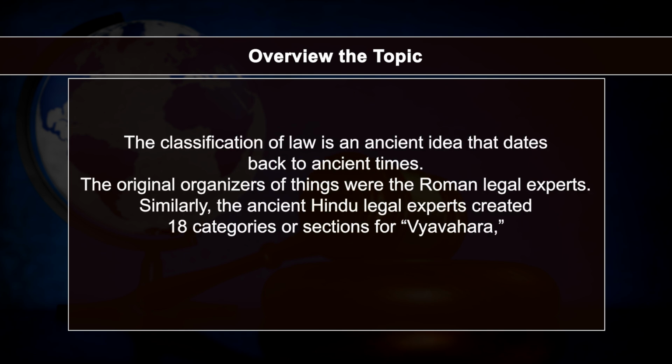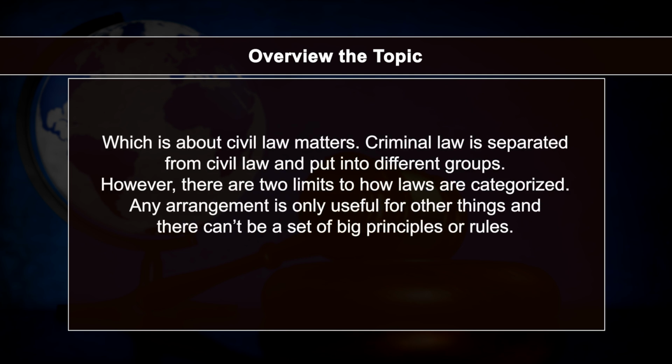The classification of law is an ancient idea that dates back to ancient times. The original organizers of things were the Roman legal experts. Similarly, the ancient Hindu legal experts created 18 categories or sections for Vivhar, which is about civil law matters. Criminal law is separated from civil law and put into different groups. However, there are two limits to how laws are categorized. Any arrangement is only useful for other things, and there can't be a set of big principles or rules.